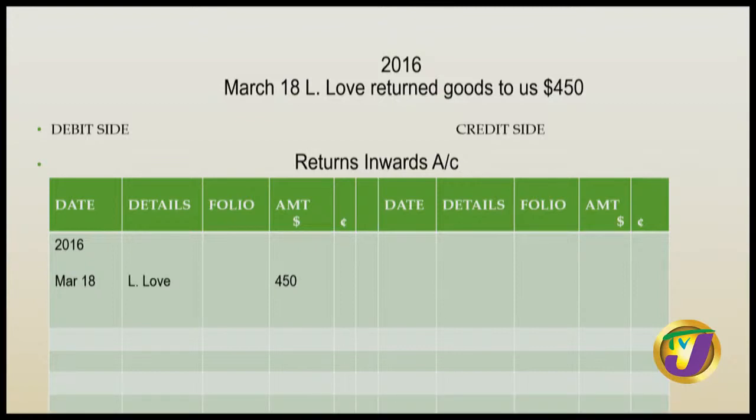And Love is a debtor, trade debtor. So Love's account would be found in the sales ledger. And of course, we make up the page number again, students, page 4. So that would be the debit entry showing the returns inwards.